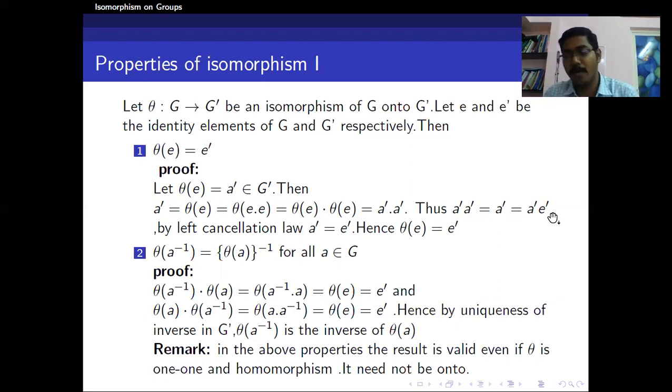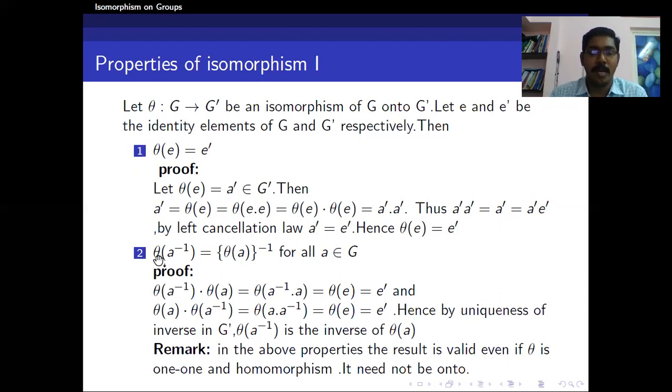A dash is replaced by A dash into E dash, where E dash is an identity element in G dash. So by left cancellation law, cancelling A dash on both sides, we get A dash equal to E dash. Now replace A dash by E dash in our assumption. What is our assumption? Theta of E is equal to A dash is our assumption. So replace A dash by E dash. We get theta of E equal to E dash. Hence the proof. So proof 1 is over.